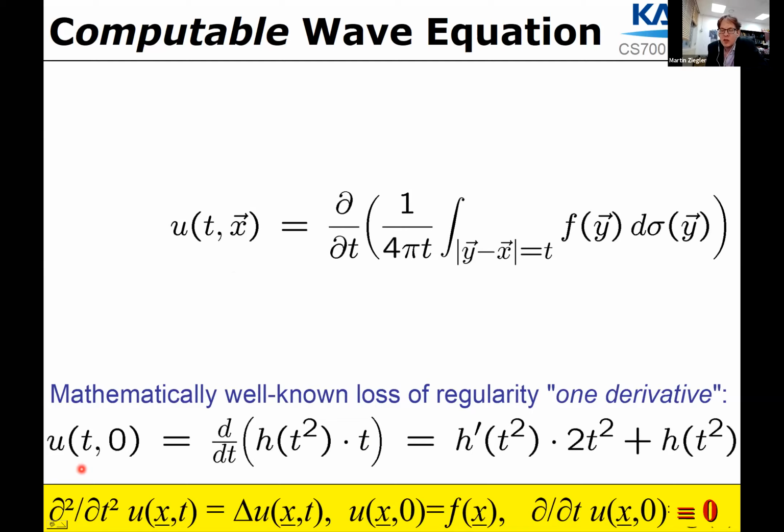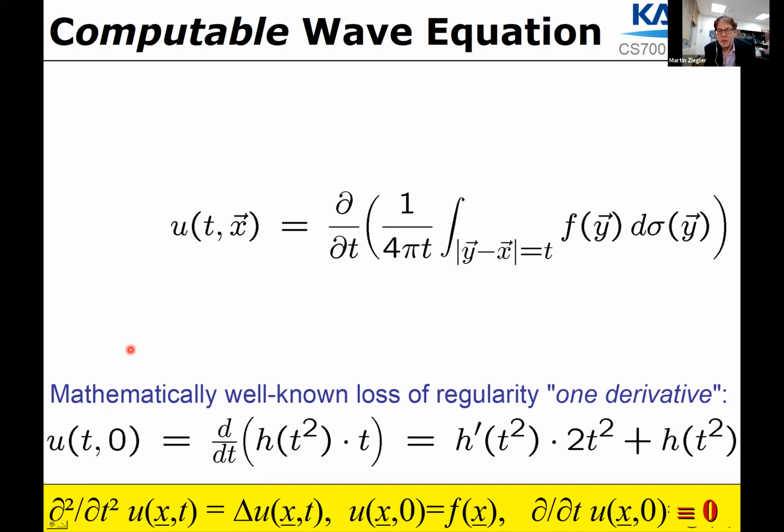Let's say that the initial condition is not just continuous, but let's say that the initial condition is k times continuously differentiable. Then mathematics says that the solution of the wave equation will in general only be k minus 1 times continuously differentiable. So one loss of 1 degree of differentiability, that's a loss of regularity that is well known in the theory of partial differential equations for the wave equation.